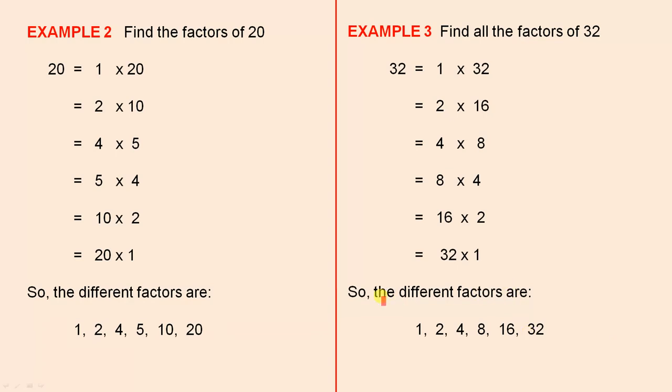Example 2. Find the factors of 20. We start with the smallest number, 1 times 20. That gives us 20. 2 times 10 gives us 20. 4 times 5. 5 times 4, 10 times 2, and 20 times 1. So here we have 6 examples of numbers multiplied together to give us 20.